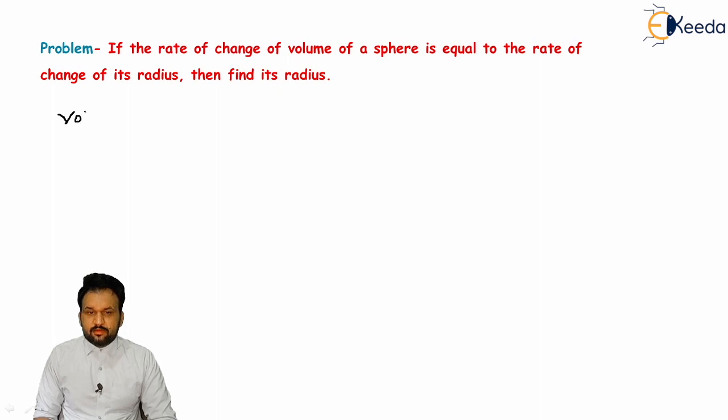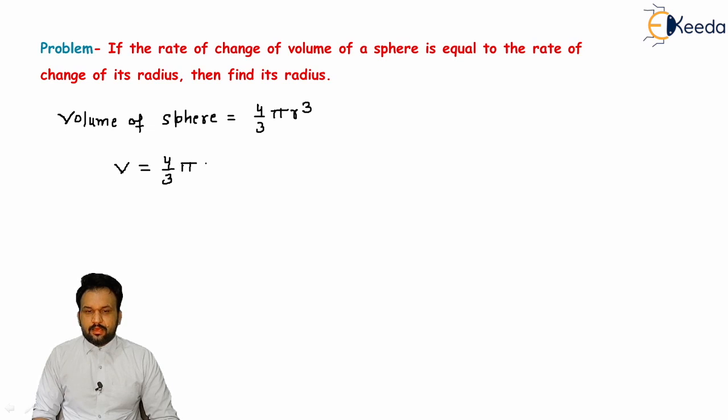Volume of a sphere. I hope everybody knows the formula of the volume of a sphere, that is 4 by 3 pi r cube. So I can denote it as V is equal to 4 by 3 pi r cube. So in order to find the rate of change, we need to find the derivative of this V. So here I'm giving you the derivative, that is dV by dt.